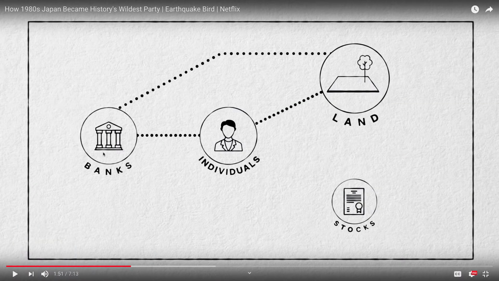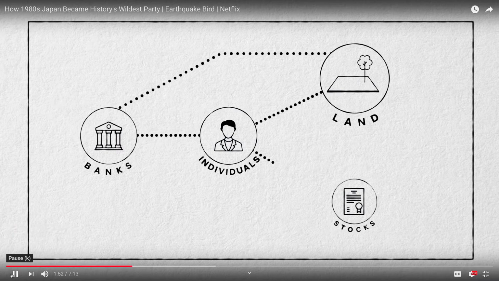So the banks are lending the money to individuals, as we see here in Chapter 9, and I'll talk about it in the slides. People borrow money to buy land, and then they use the value of that land as collateral to then buy the stocks.